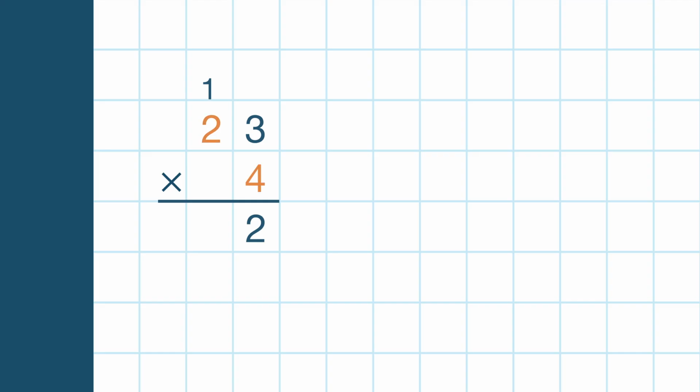Now multiply the tens place. 2 times 4 equals 8. Add the 1 that we carried. 8 plus 1 equals 9. Write the 9 in the tens place below. So 23 times 4 equals 92.